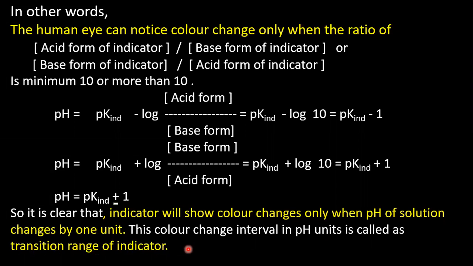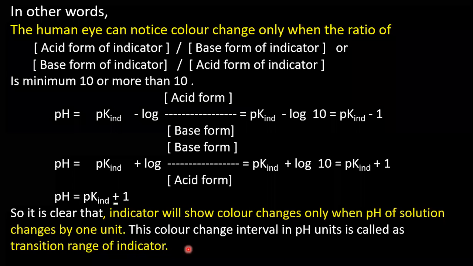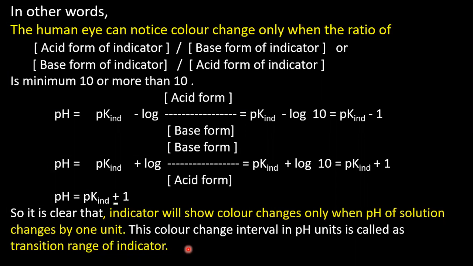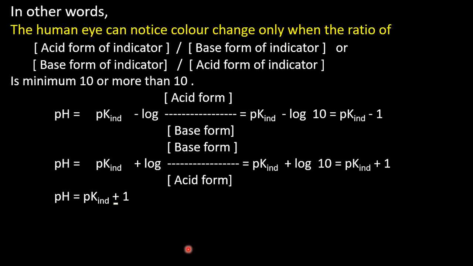So if a question is asked: define indicator, explain the theory of indicator constant, or define the transition range of an indicator, or explain the transition range of the indicator. If this question is asked for 3 marks, then you need to write the definition and derive this equation. This is a simple equation, not at all difficult. What all have we done? Let us revise that.